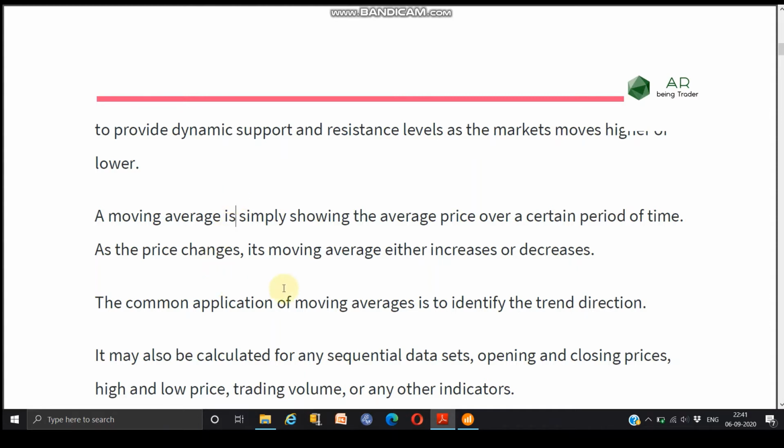Now, a common application: it will tell us the trend, the direction of the trend. It also helps us with crossovers, especially crossovers, to enter the market, whether you are trading in forex or in stocks. It also helps us as a stop loss.